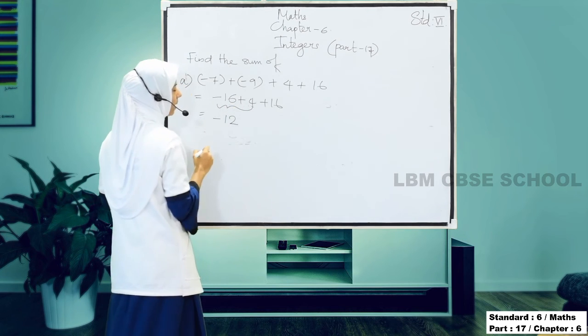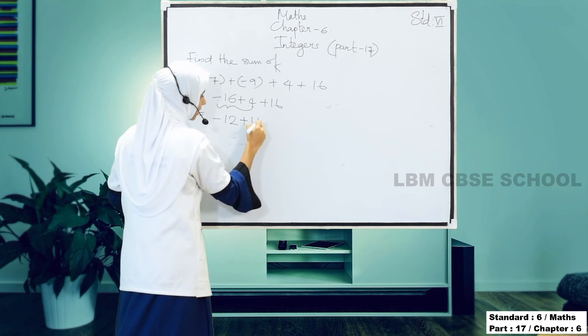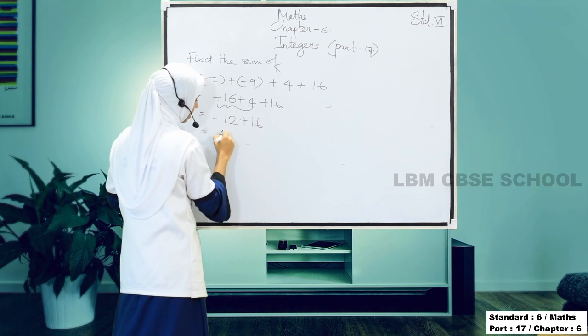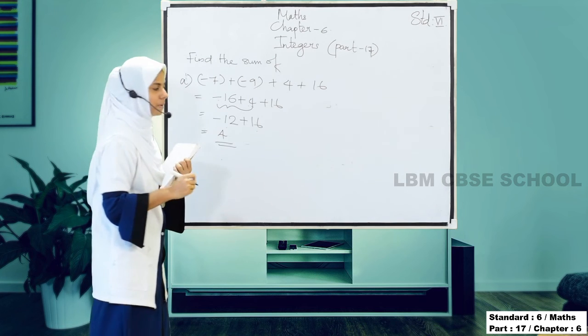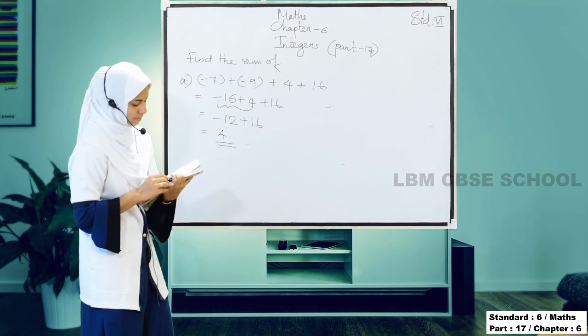16 and 4, subtract and give the sign of the greater number. Minus 12 plus 16. That is, we will get the answer 4, because 16 minus 12 is 4, and put the greater number's sign, that is plus. So we get the answer.